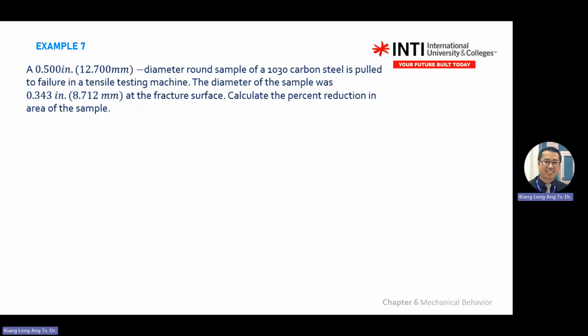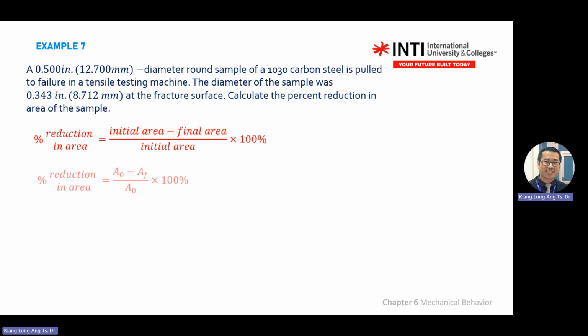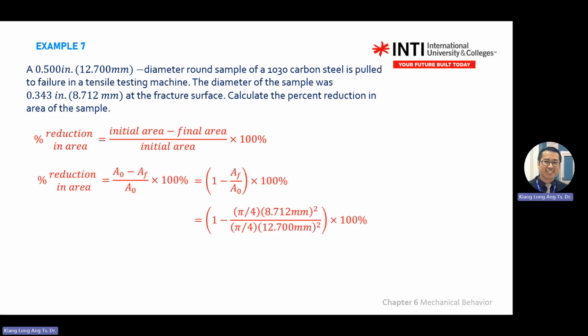Okay, this example 7 is just an application of what you learned. It asks you to calculate percentage reduction of area. Basically, you're taking the area and comparing the percentage of area. Okay, this one you go home and see. Nothing complex. This is just for show. You don't need to take this one, you just calculate.